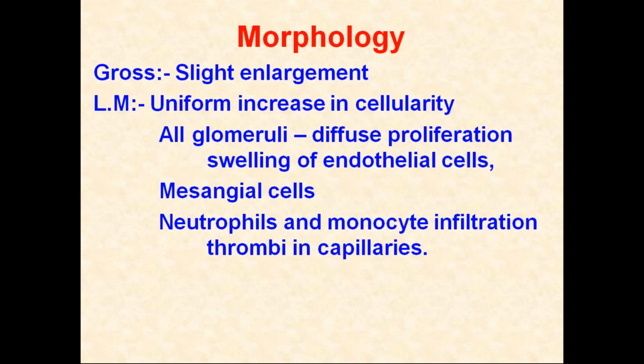And also you can see swelling within the glomeruli. You have proliferation and swelling of the endothelial cells. So there is increase in cellularity with proliferation of cells like mesangial cells, neutrophils and monocytes, swelling and proliferation of endothelial cells, and thrombi in capillaries, which you can appreciate on routine histopathology, light microscopy.